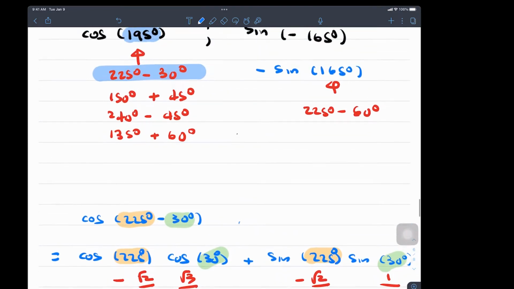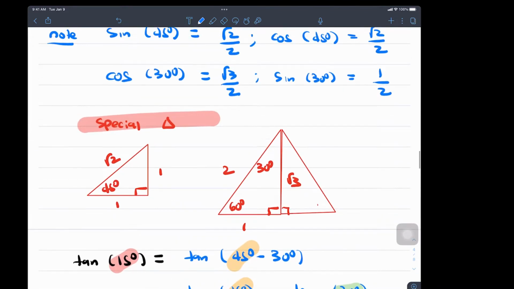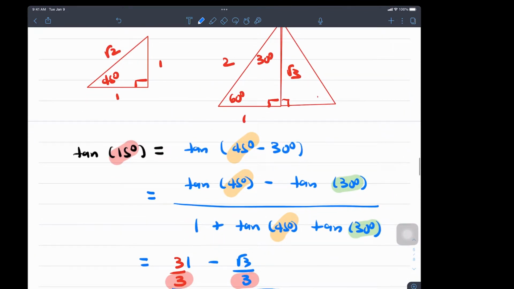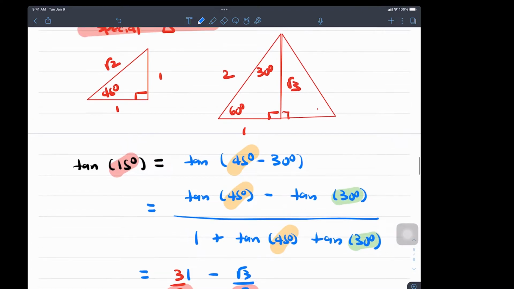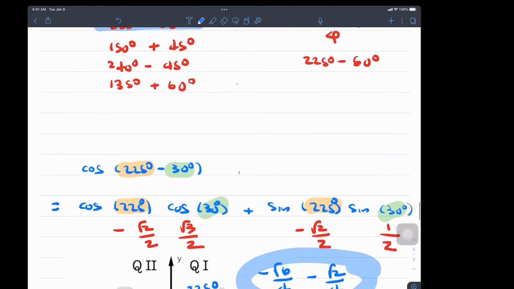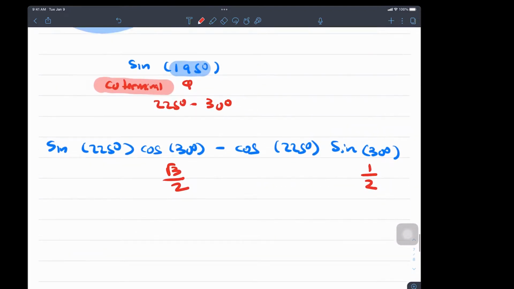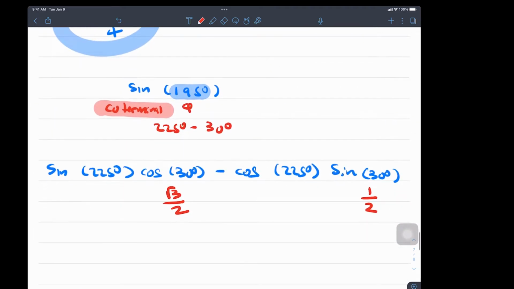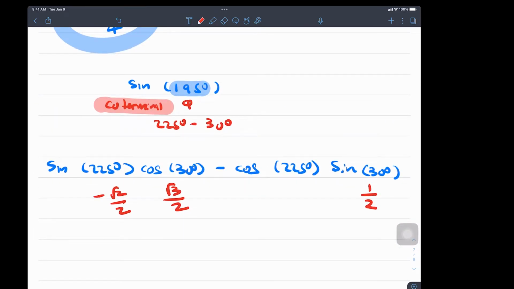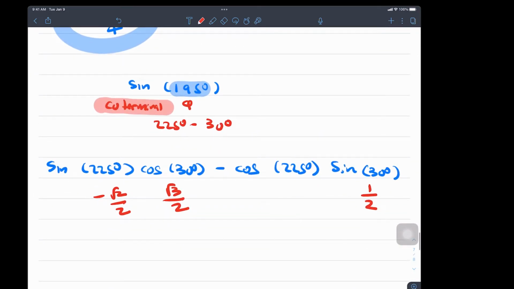So it's cosine and sine of 30 degrees. Go back over here. What's cosine of 30 degrees? Square root of 3 over 2. Sine is what? 1/2. And then sine of 225, I think we had that already. Isn't this minus? Cosine 225 was minus as well, I think. Yep. So already had this.